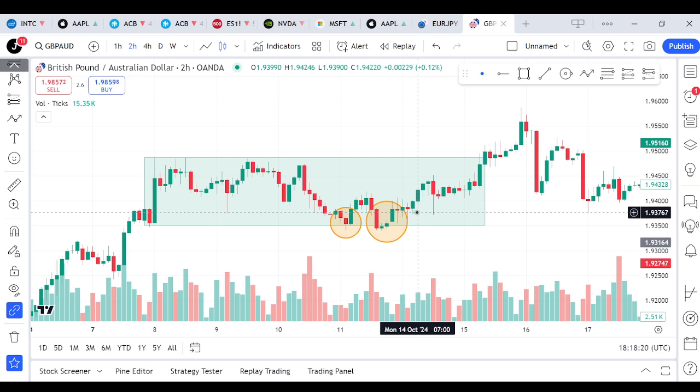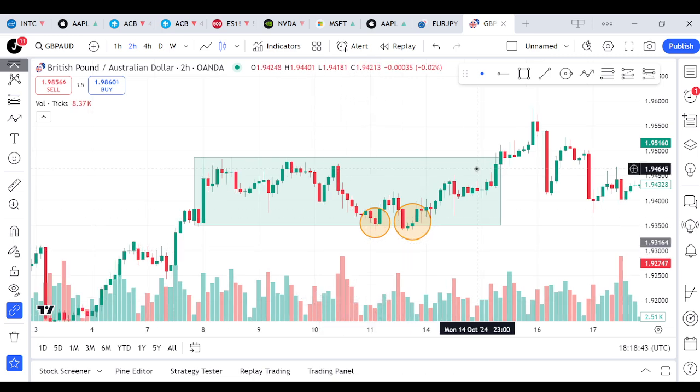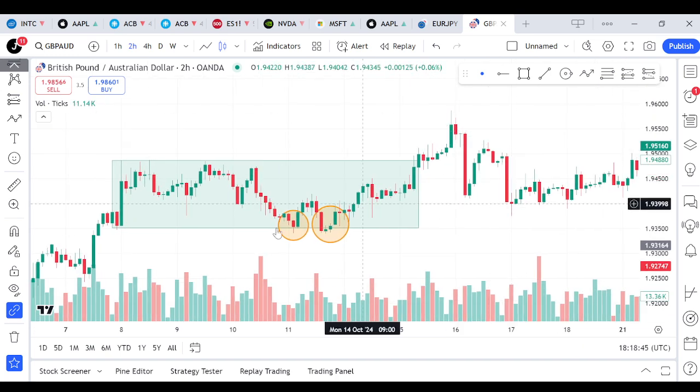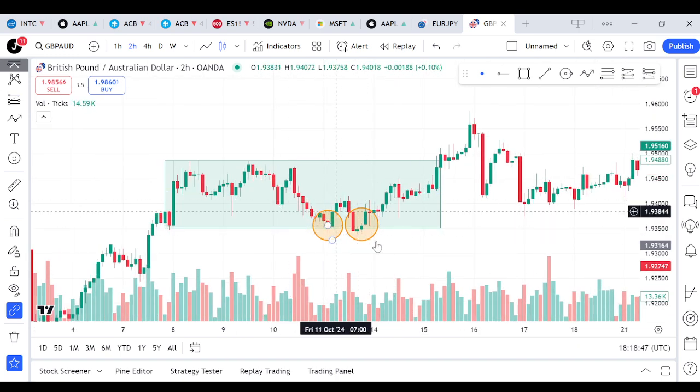The next is by using pin bar and engulfing patterns or other chart patterns, just like I explained here. A pin bar is a candlestick with a long wick that indicates rejection of a price level. An engulfing pattern occurs when a large candle completely engulfs the previous one, signaling a potential reversal. So all of this could help us take buy trades when we spot a fake breakout happening.